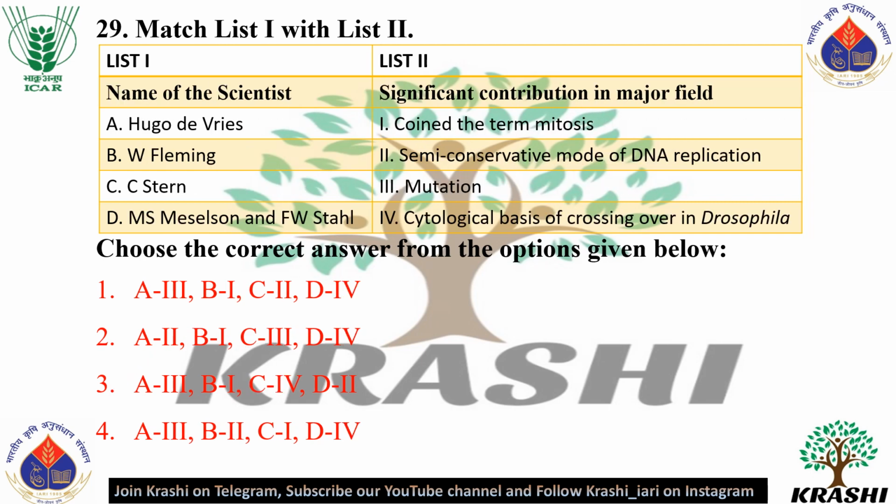Question number 29. Match the name of the scientist to the significant contribution in the major fields. Hugo de Vries is related to mutation. Walther Flemming gave about mitosis and coined the term mitosis. Stern tells us about the cytological basis of crossing over in Drosophila. Meselson and Stahl gave the semi-conservative model of DNA replication. So the correct answer would be A3, B1, C4 and D2, that is option number 3.